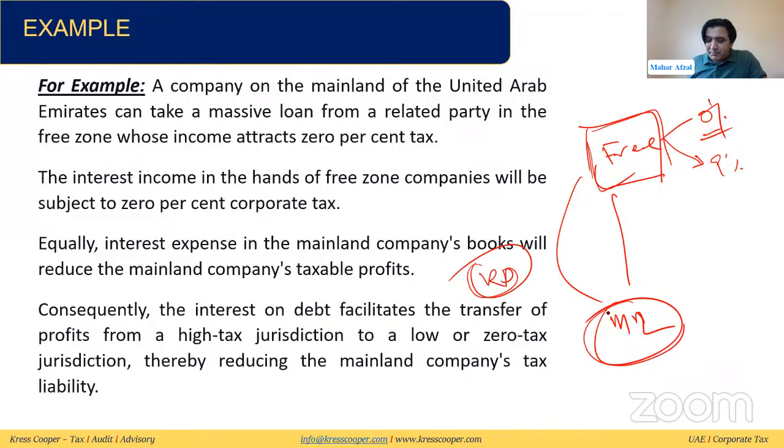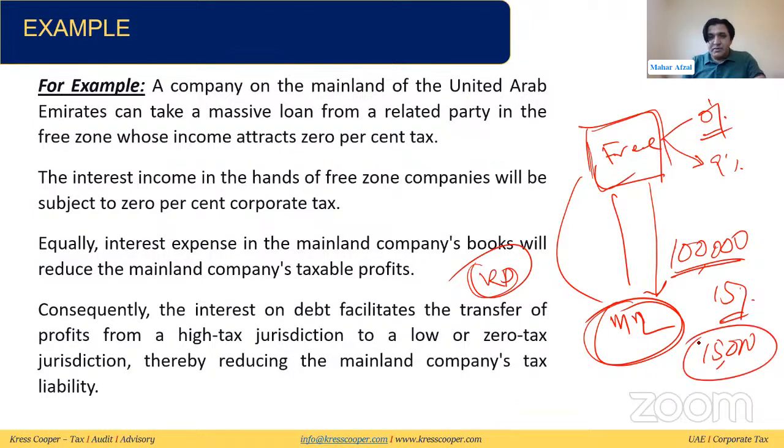So what this mainland company can do is ask the free zone company for a debt. Assuming they are taking a debt of 100,000 and they are charging interest at 15%, assuming for the time being. So 15,000 will be the interest amount. This interest amount will be booked as an expense in the mainland company. Once it is booked as an expense, it will reduce the taxable profits of the mainland company. This 15,000 as interest will be transferred to the free zone company.